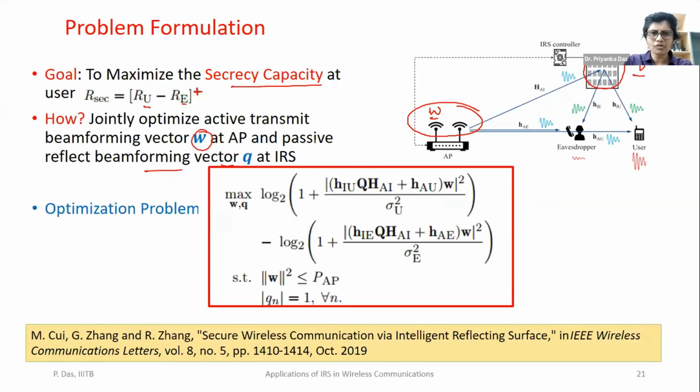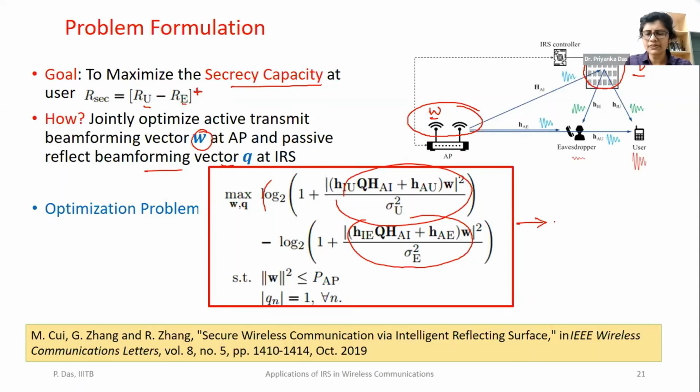So your problem formulation is very complicated now. So you want to maximize logarithm of 1 plus main channel SNR minus logarithm of 1 plus eavesdropper channel SNR, which is the secrecy capacity, subject to two constraints. One is that when you do beamforming, you have to make sure the transmit power is not exceeding P_AP, the power constraint at AP, and we also have the amplitude of these elements equal to 1. Okay, no absorption. So this is a slightly complicated optimization problem.